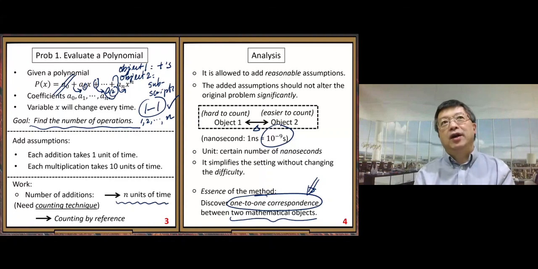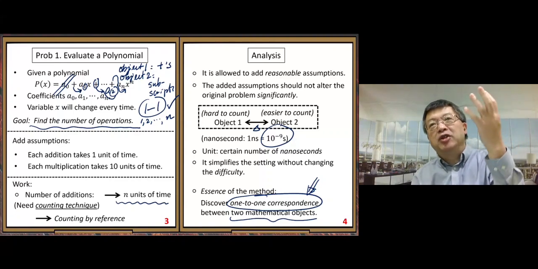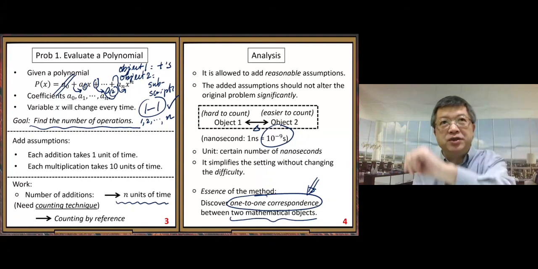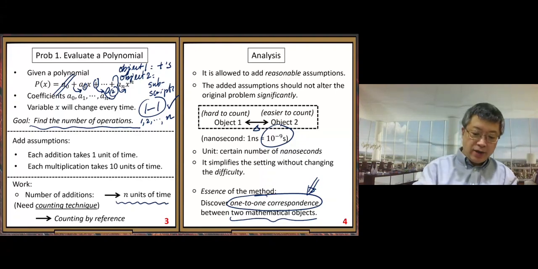All right, next we need to look at the multiplications. In our next video, let's look at the multiplications. All right, let's stop here.